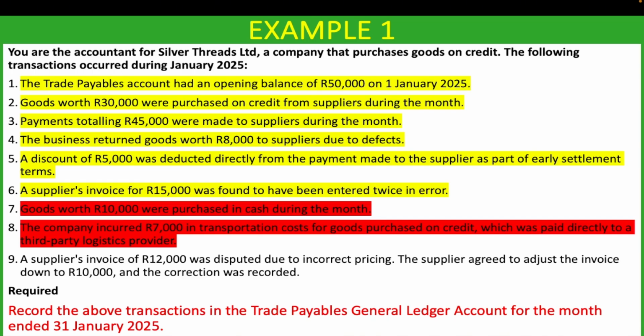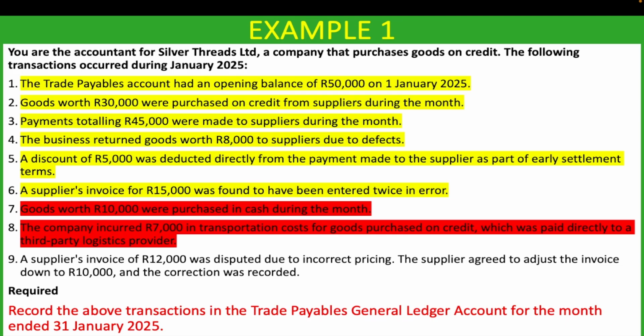And the last one here, a supplier's invoice of 12,000 rand was disputed due to incorrect pricing. The supplier agreed to adjust the invoice down to 10,000 Rand and the correction was recorded. Okay, so what do we need to do here? Well, we need to do the correction. And as you can see here, we are told that the correction was recorded, but we're not told specifically where the correction was done. Okay, so we still need to make the adjustment in our T account.